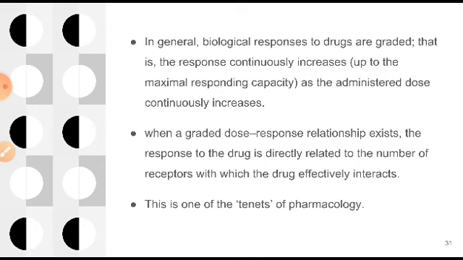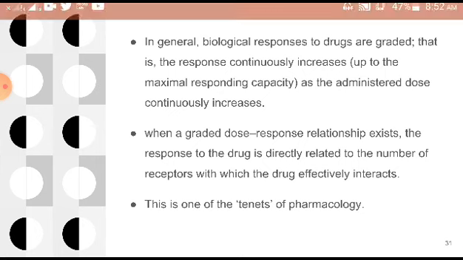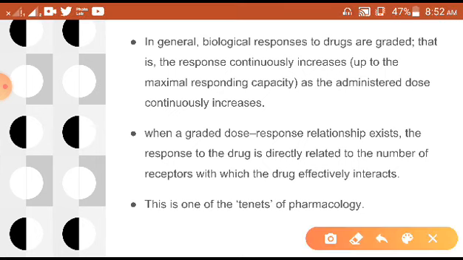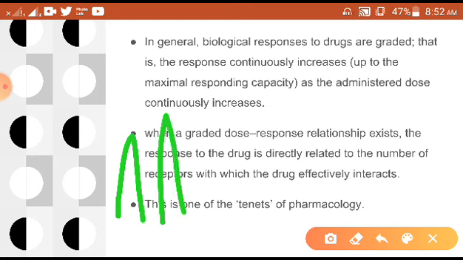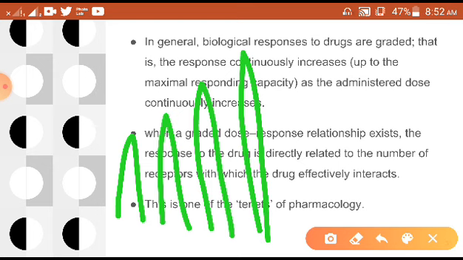Point 1 gives you one response. Suppose that you have given the 0.1 drug, right? So you got a response like this. Then you gave 0.2, you got a response like this. You gave 0.4, you got a response like this. You got the 0.6 response like this. So this is called the graded response, right? As you are increasing the dose, the response is increasing.